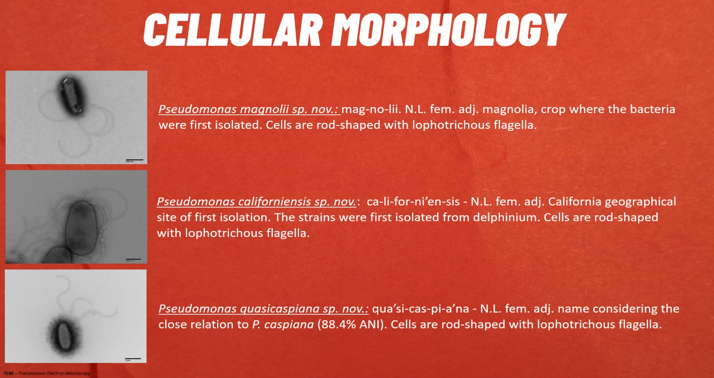A little about the names. Pseudomonas magnoliae: the name was chosen considering Magnolia, the crop from which the bacterium was first isolated. Pseudomonas californiensis considers California, the geographical site of the first isolation. And finally, Pseudomonas quasi-caspiana: the name was chosen considering the close relation to Pseudomonas caspiana.